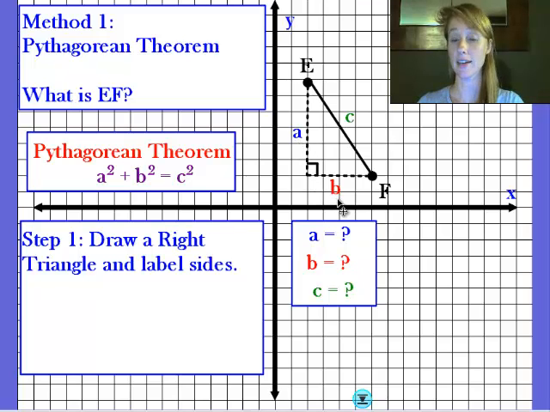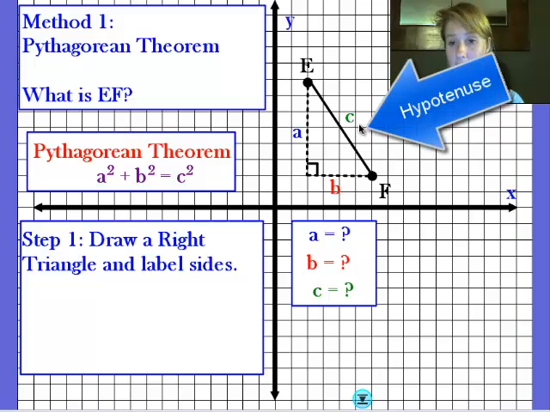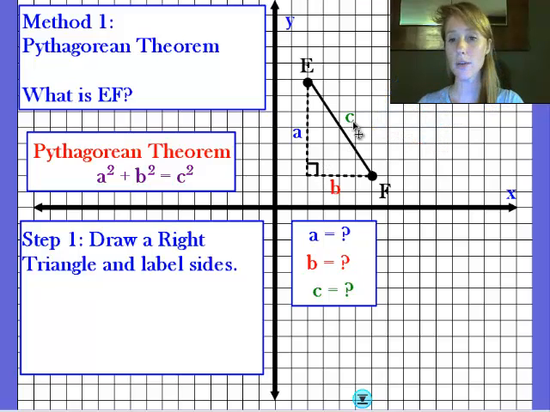Now, the side that makes a difference as to what it's called is the hypotenuse. The hypotenuse is the longest side of the right triangle, and it's always across from the right angle. We always label the hypotenuse side C.